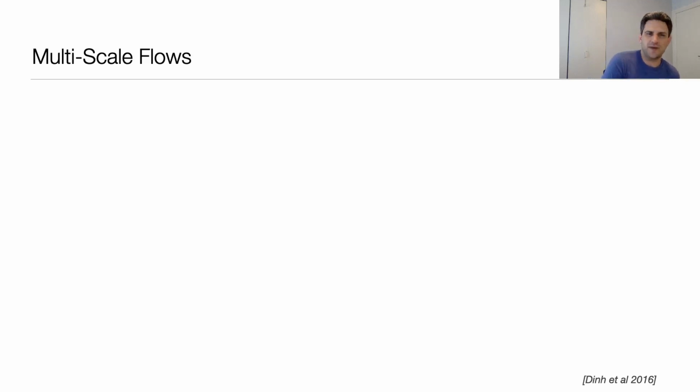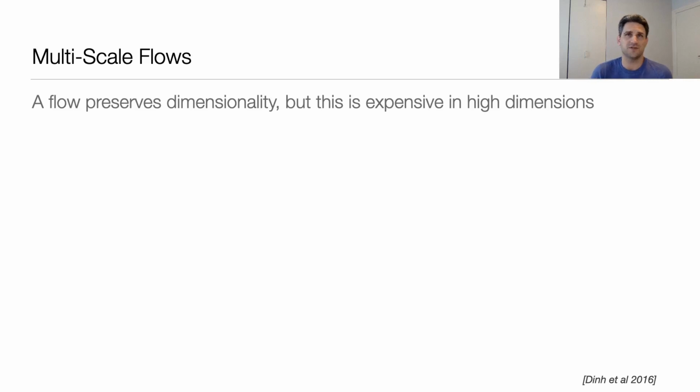Next, I want to talk a little bit about scale and computational complexity. One of the things that was realized very early on with normalizing flows is that flows have to preserve the dimensionality of the data, right? In other words, if you have a 1 megapixel image, then every single transformation has to preserve those million odd dimensions.